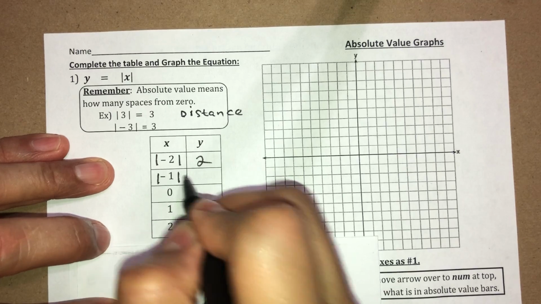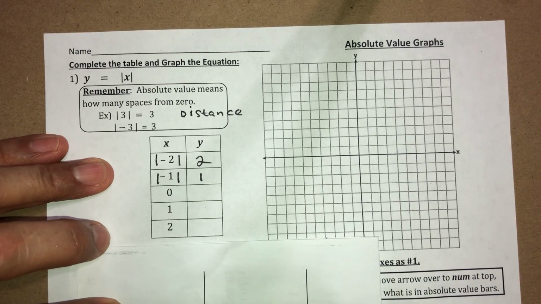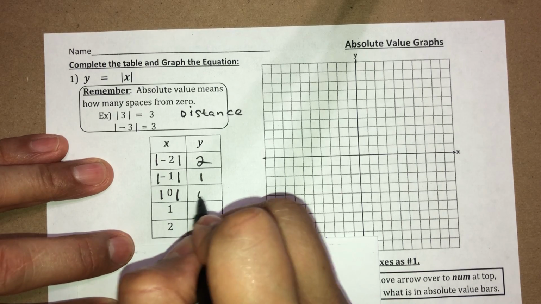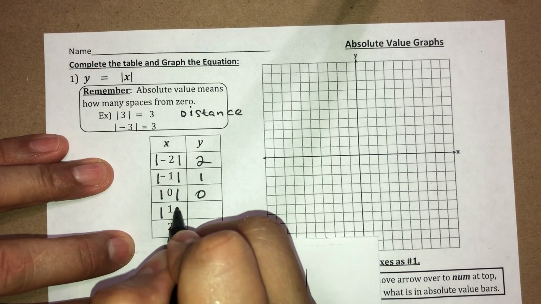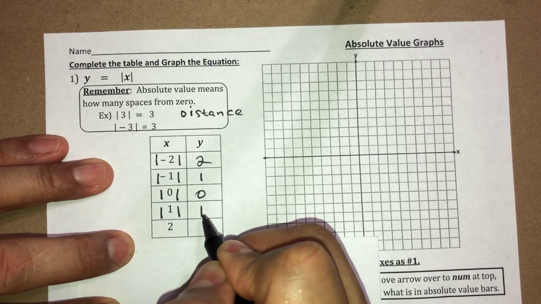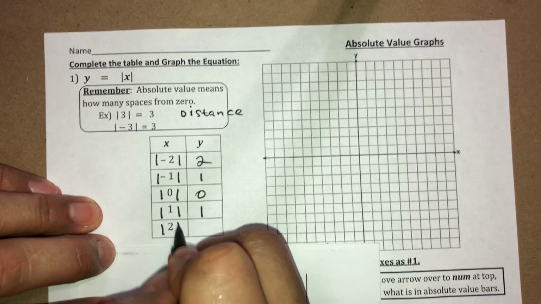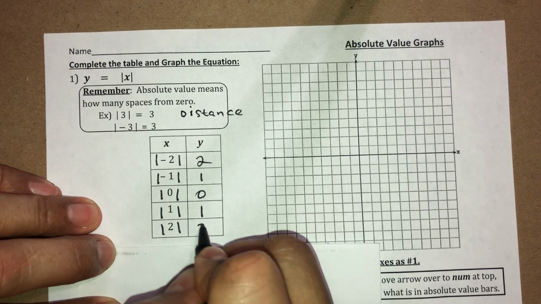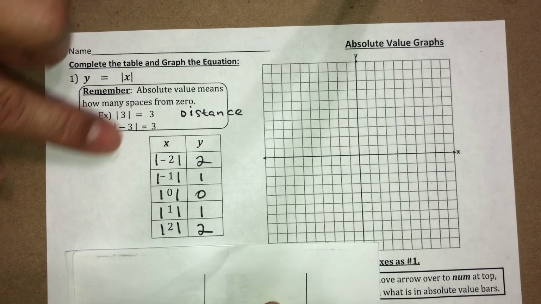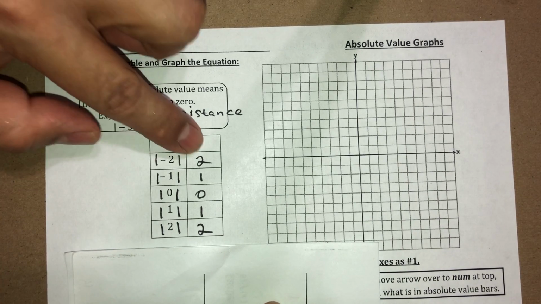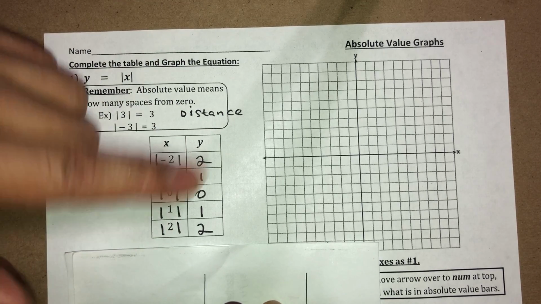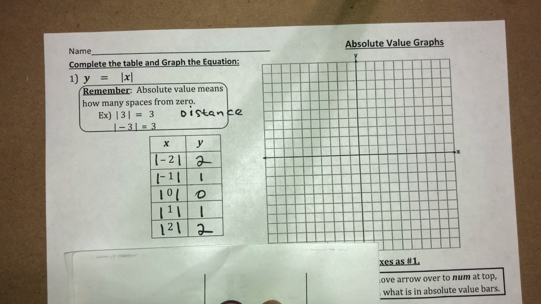The absolute value of negative 1 is positive 1. The absolute value of 0 is 0. The absolute value of 1 is positive 1, not negative 1. A lot of kids get confused. The absolute value of positive 2 is 2. Some kids think because here they were negative and becomes positive, if it's positive, it becomes negative. No. The absolute value of a number is always positive.